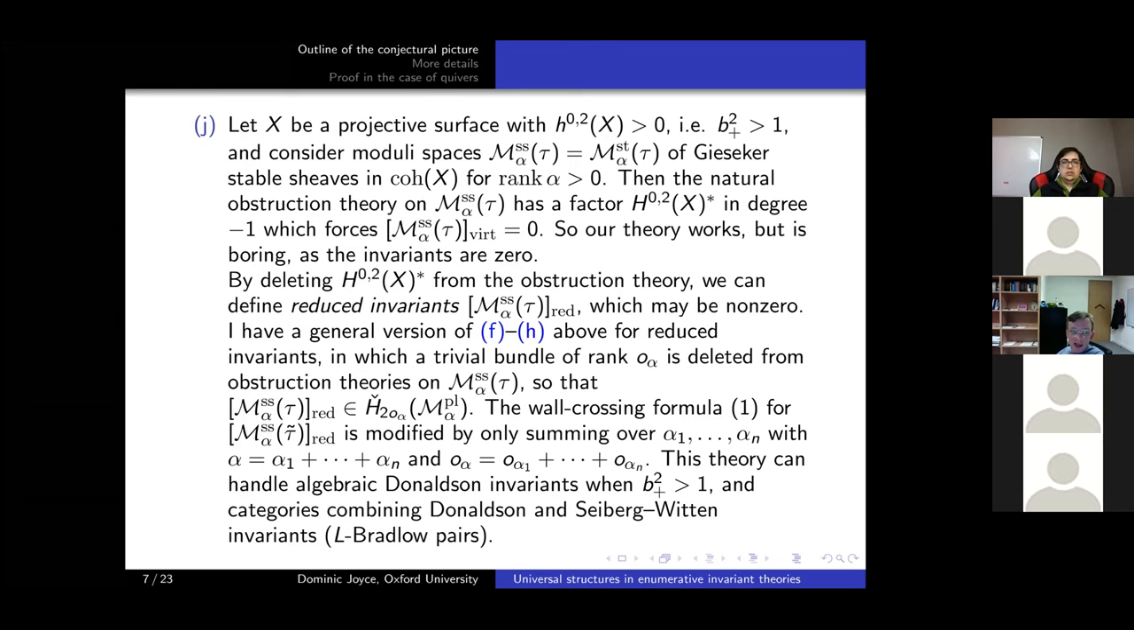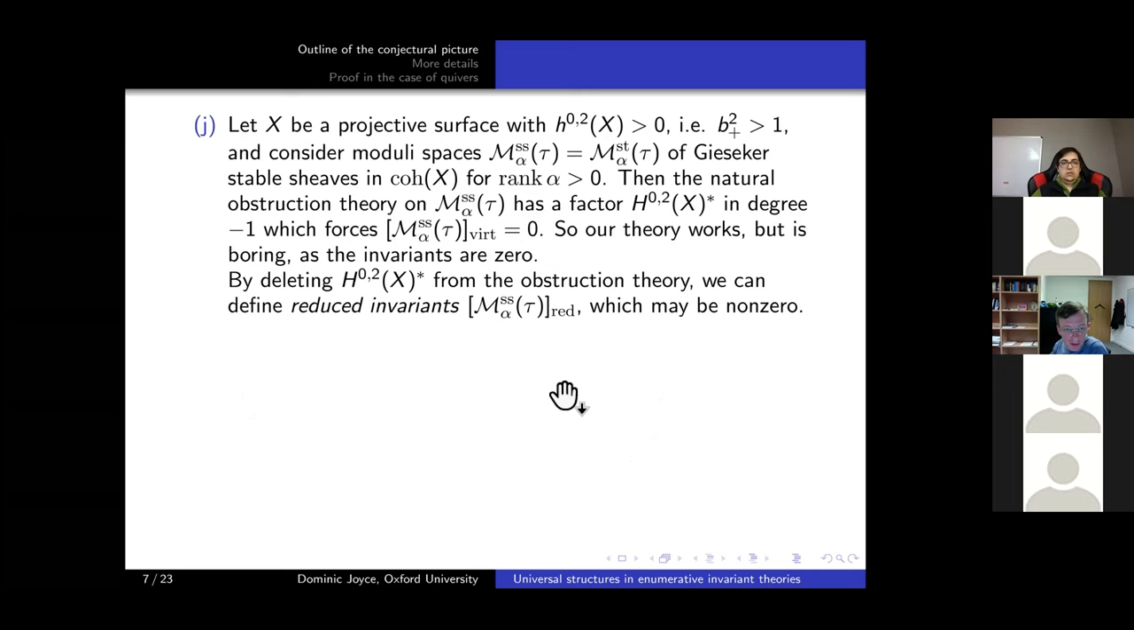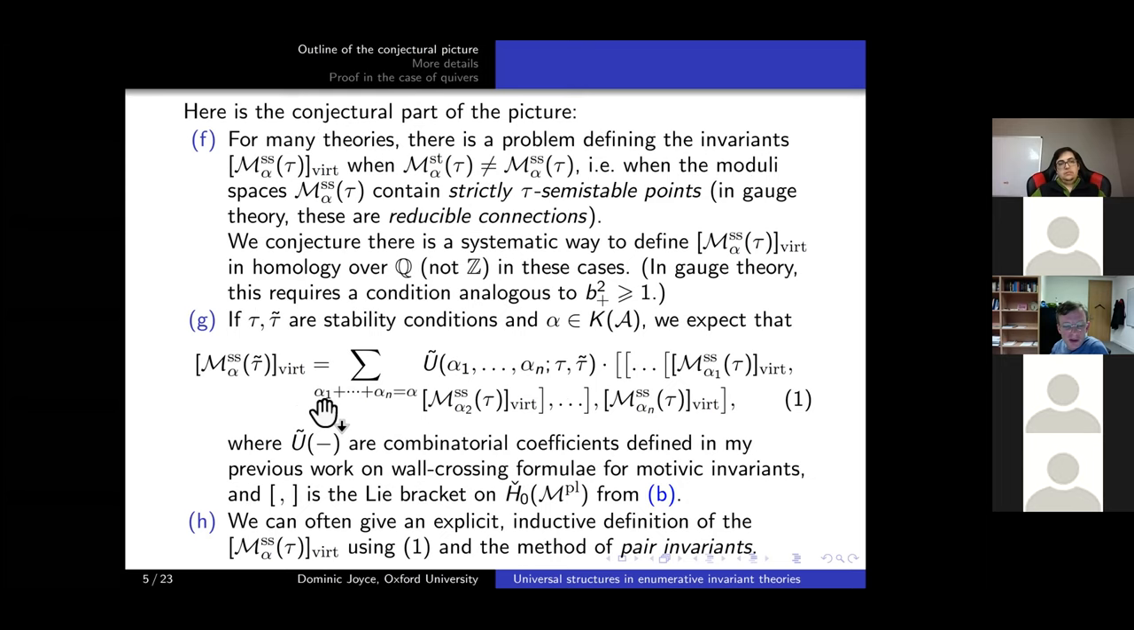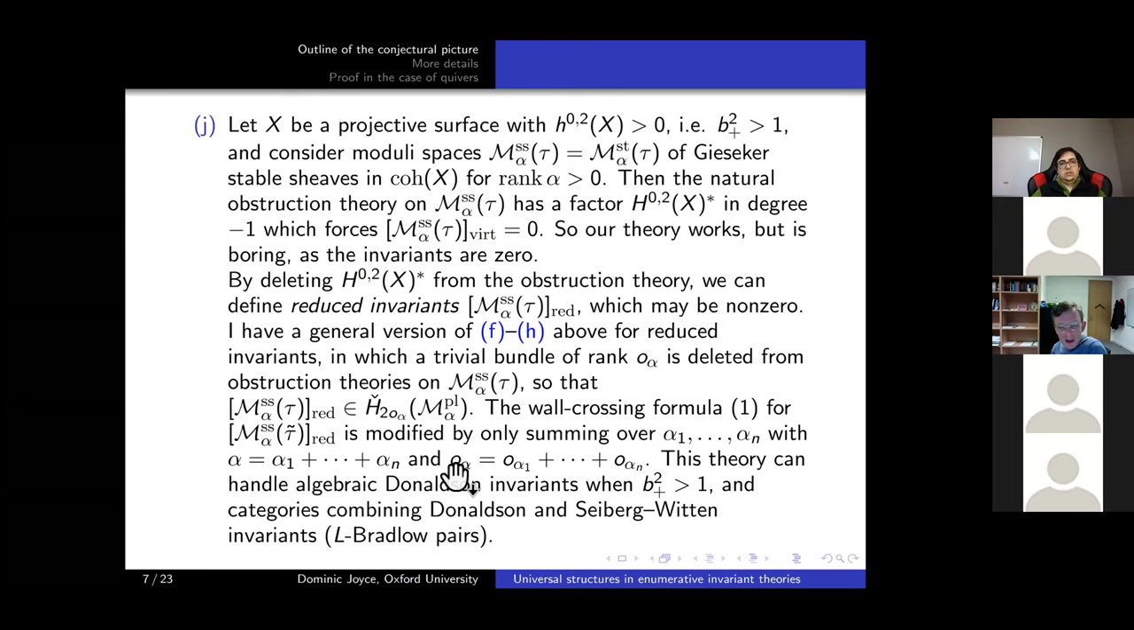Okay, so my theory has a modification which includes reduced invariants. I allow it to have a trivial bundle of rank O_alpha deleted from the obstruction theory on M_alpha, where the bundle you're deleting is allowed to depend upon the class alpha involved. Then you get a reduced invariant, which rather than living in H-hat_0, lives in H-hat of twice O_alpha of this thing. Then the wall-crossing formula, you have to modify by adding an extra condition that you only sum over n-tuples alpha_1 up to alpha_n such that the dimensions of these obstruction spaces add up to O_alpha. So you have the same wall-crossing formula except fewer terms.